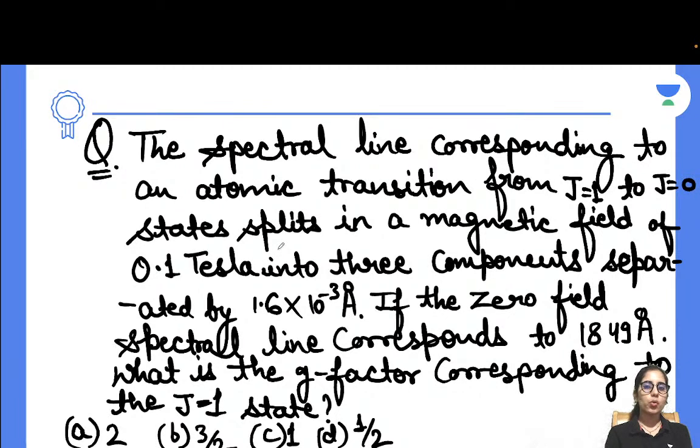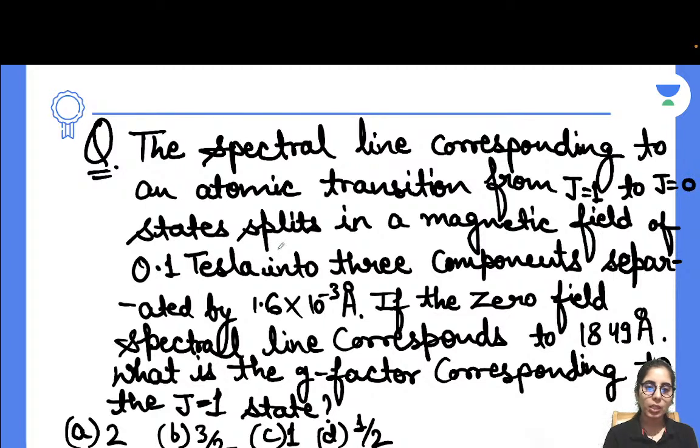See, j is equal to 1 to j is equal to 0. So these states split in a magnetic field of 0.1 Tesla into three components. So here you need to know there are two types of effects we study. One is the normal Zeeman effect, another one is the anomalous Zeeman effect. So how will you identify what type of effect it is, whether it is the normal Zeeman effect or the anomalous Zeeman effect?